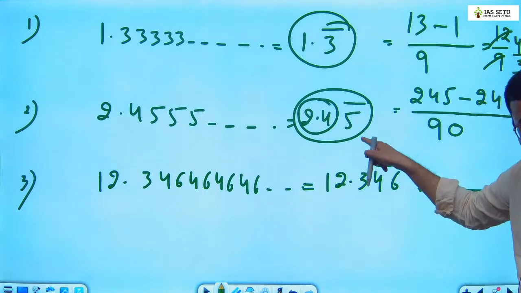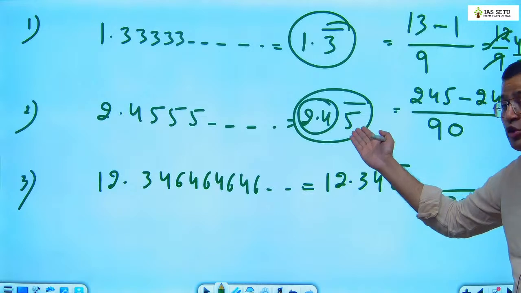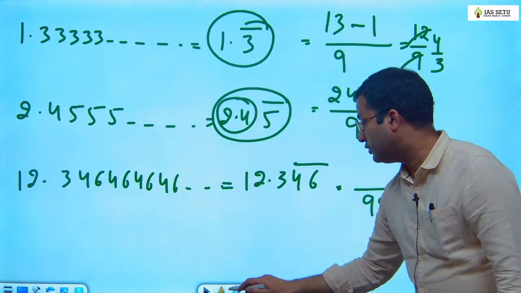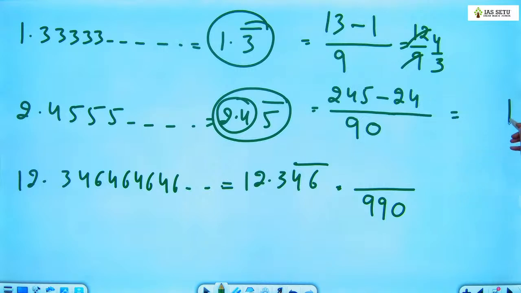Total number is 245 and what is non-recurring? जो recurring से पहले का part है. The part before recurring, 24. So here if we write this, this is 5 minus 4, 1, 4 minus 2, 2, 221 upon 9.